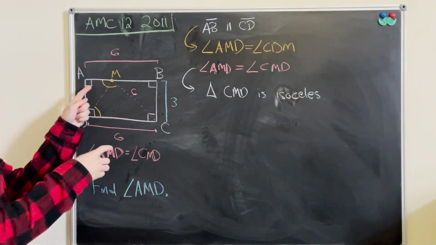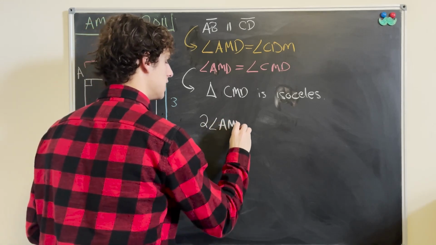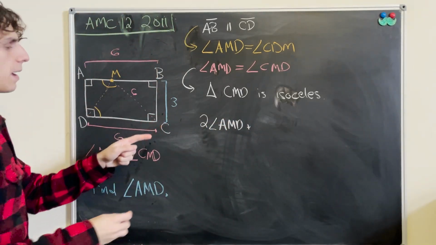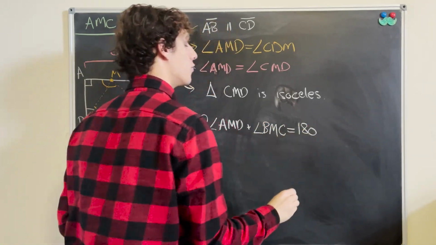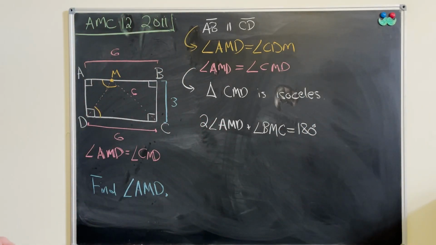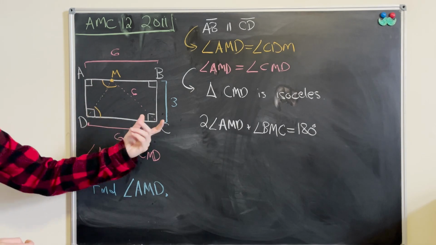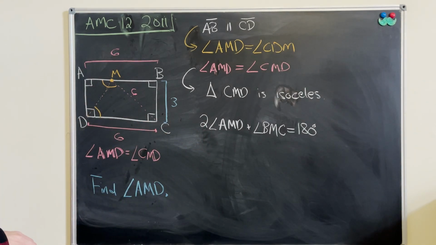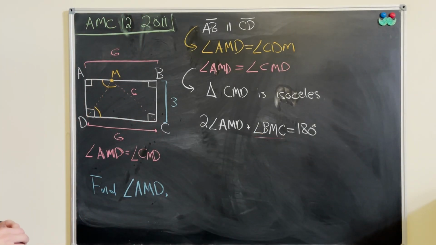What we want to do, because we know that these two angles are equal, we can write 2 angle AMD plus angle BMC is equal to 180 degrees, or pi radians, because we know that this line segment AB is straight and thus adds up to 180 degrees. And like I said, because the angle AMD is equal to the angle CMD, we can just combine those into 2 AMD. But now all that's left to do is solve for BMC, and then we can solve for AMD.